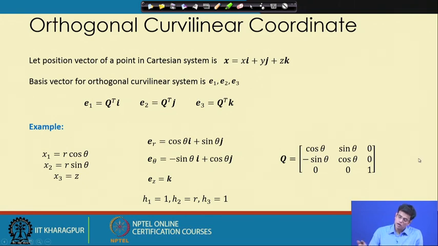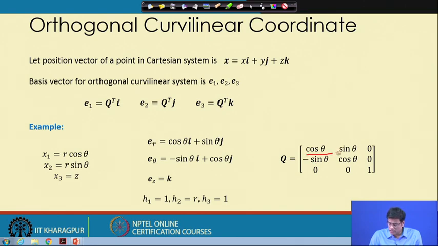Now, if I want to have a Cartesian coordinate system, this Q matrix is essentially the identity matrix. Since this is a cylindrical coordinate system, we will have this Q. These elements are not identity; rather they are cos theta, sin theta, and 1 for the z coordinate.